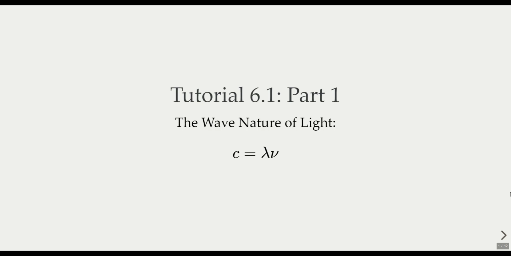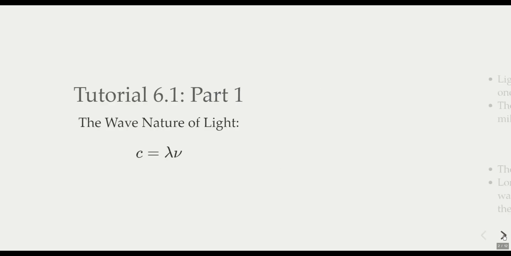Welcome to tutorial 6.1 part 1. This is on the wave nature of light, and all we're going to do is look at a simple property of light, the relationship between the wavelength and the frequency. We're going to need this information to build up some ideas about how electrons exist in a hydrogen atom, and for us to understand those ideas we have to at least remember some of these relationships about light. So let's have a look at it.